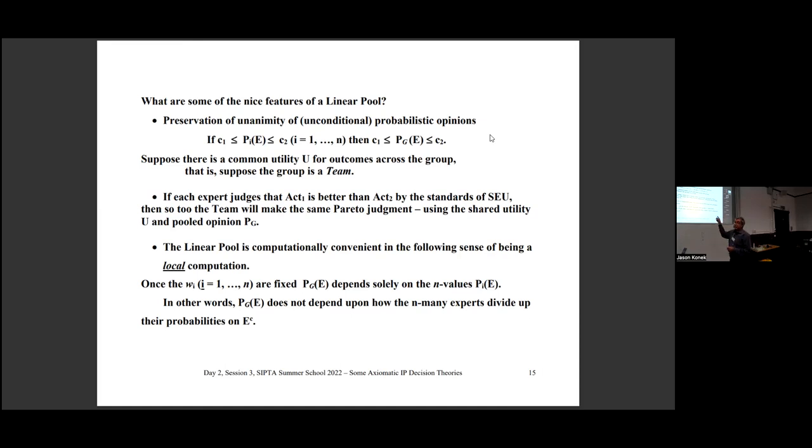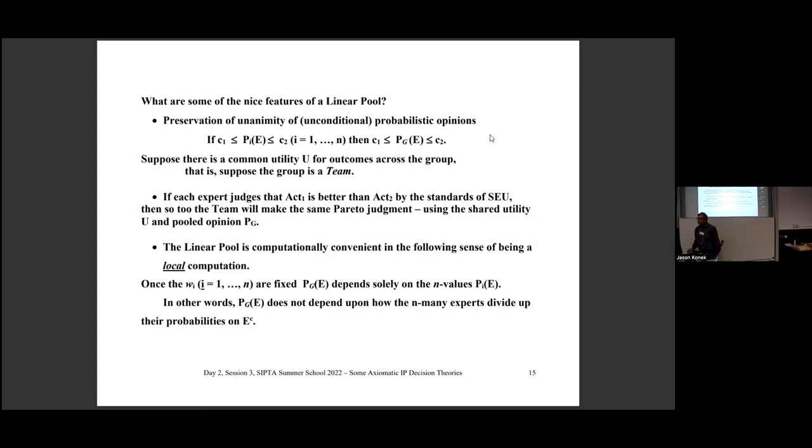It's computationally convenient and it's local. This is a side note on computational complexity, which I haven't mentioned before, but it's part of the advertising for linear opinion pools. If you want to know what P of G for the group is, all you need to know are the individual values P_i(G). You don't need to know how the experts think about other events. Once you know the weights and the individual opinions, that's all you need for computational purposes. You don't need to explore their opinions outside. That's all set, very computational.